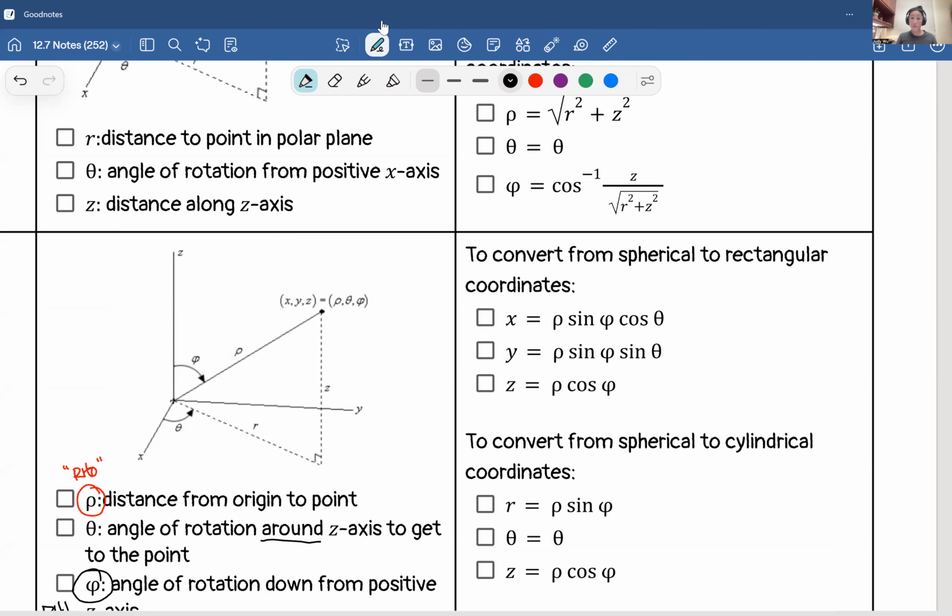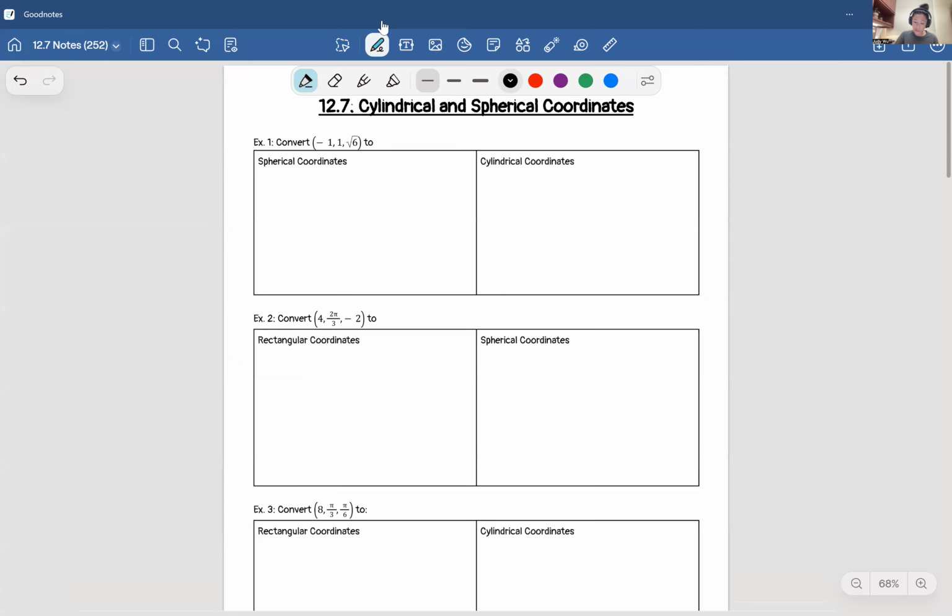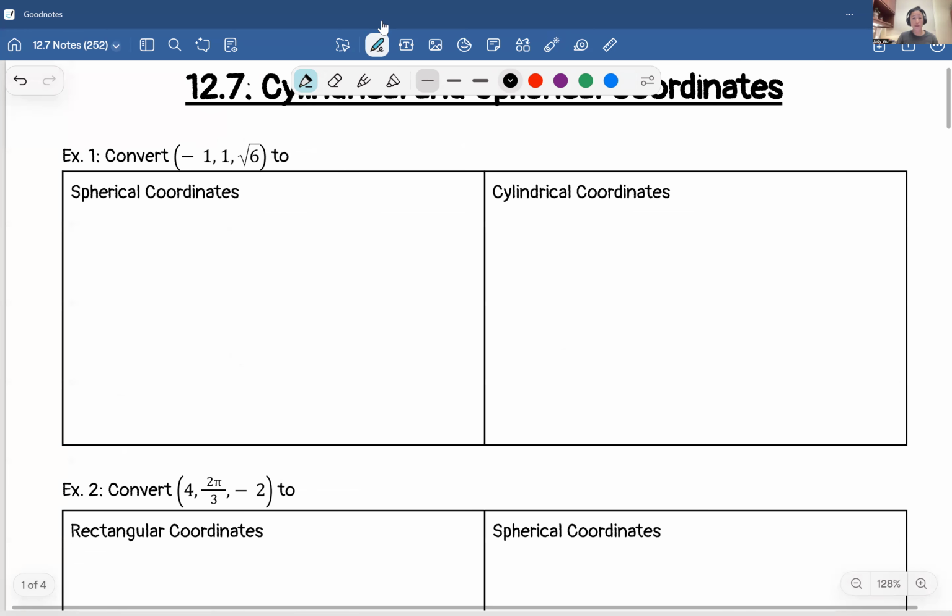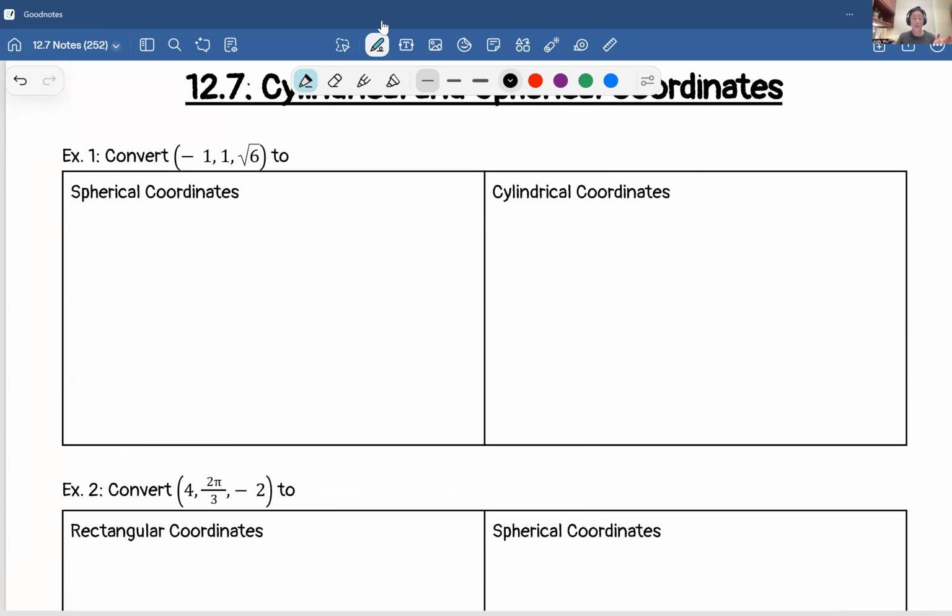Okay, so this is where we're going to stop the first video. Come on back for the second video where we're going to go through examples 1, 2, and 3, and we're actually going to practice converting the coordinates. If you want to go ahead and practice this first and then come on back and check your answers, great idea. Otherwise, I'll see you in that second video.